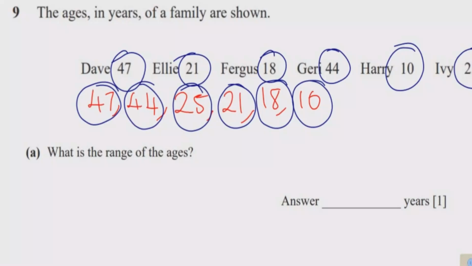Okay, so now we said that the range is the gap between the biggest number and the smallest number, just the difference between the smallest and the biggest number. So what we're going to do is subtract 10 from 47. So 47 minus 10 will give us 37. Okay, 37, that is the range of the ages given. So 37 years is the range. That is the answer, and that's how you go about it.